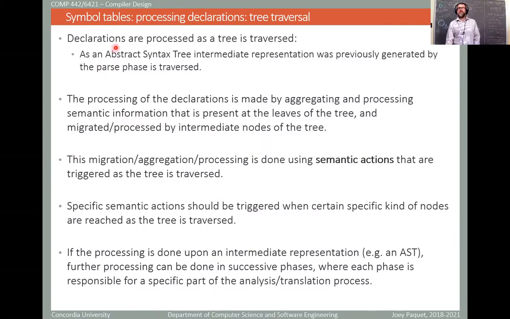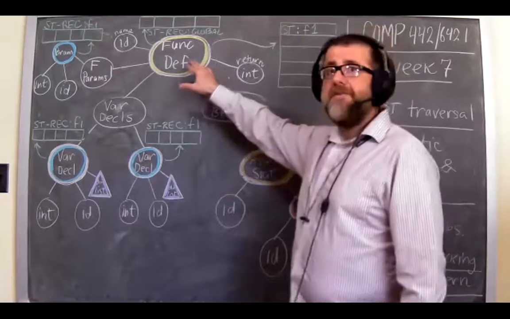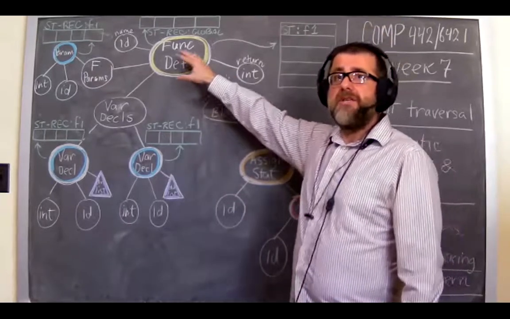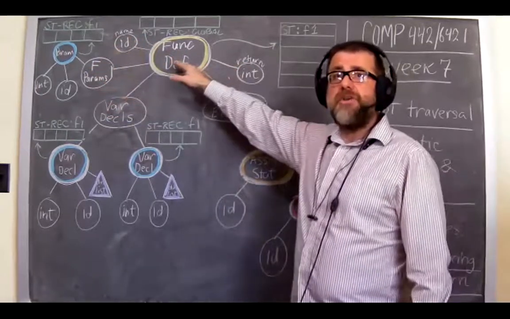First of all, declarations are processed as the tree is traversed. So you have your abstract syntax tree, and for each of the concepts, you have a subtree. For example, for a class, you have a subtree. For a function, you have a subtree. I have something on the board behind me to give you an introduction of the concept. In this case, what I have is a function definition tree. All of these are children of a function definition.